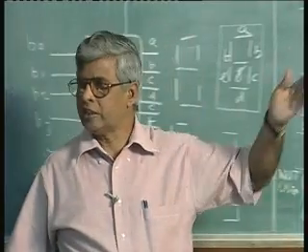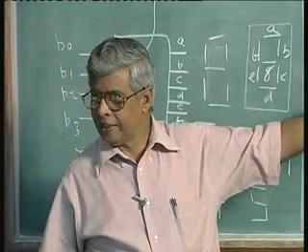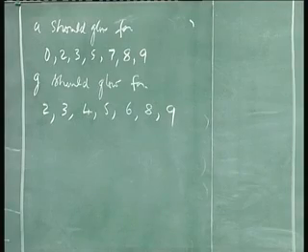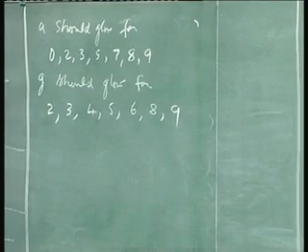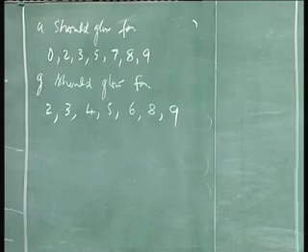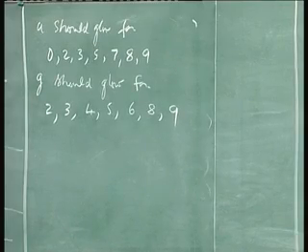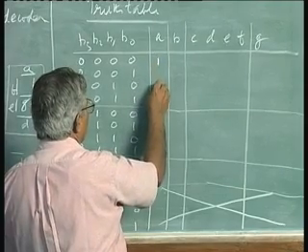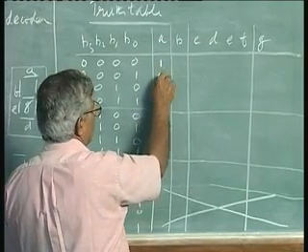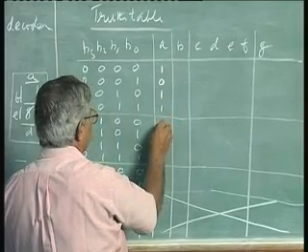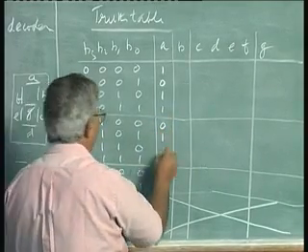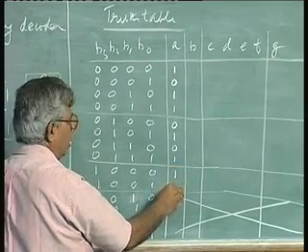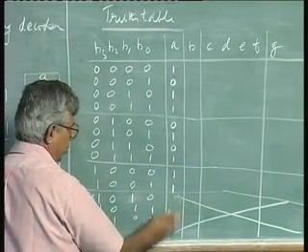This is how we can finish for A, B, C, D, E, F, G, and then map it onto the Karnaugh map. Now in the Karnaugh map corresponding to A, you put 1 for these numbers: 0, 2, 3, 5, 7, 8, 9. The rest of them are don't cares, as I said.